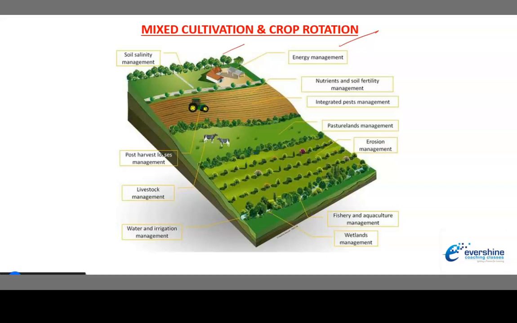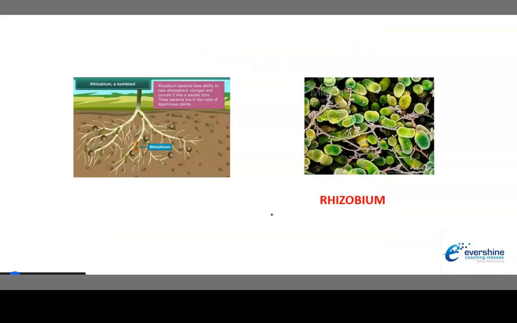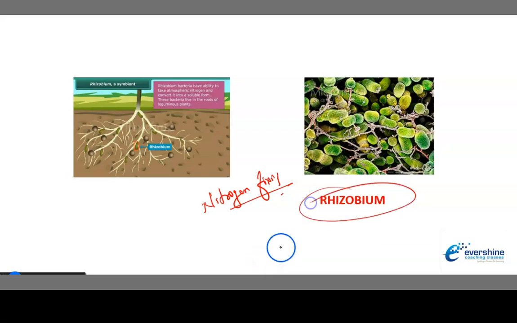We use this. By using this we can easily fulfill all our needs. Got it? Now children, here you can see atmospheric nitrogen is fixed into the soil by nitrogen fixing. We have to do nitrogen fixing. How will you do nitrogen fixing, children? By using a bacteria that is called rhizobium.